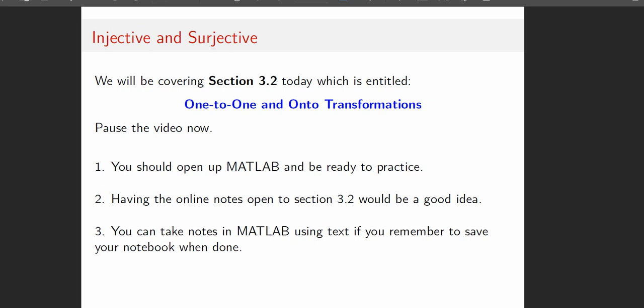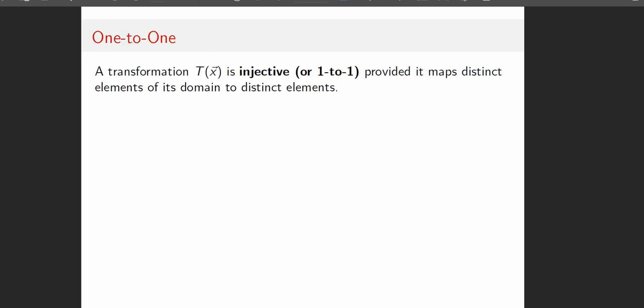So go ahead and get MATLAB open and get section 3.2 in the online notes open. So pause the video and get that ready to roll.